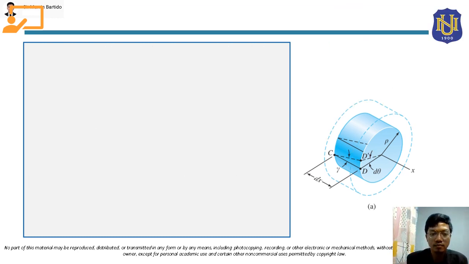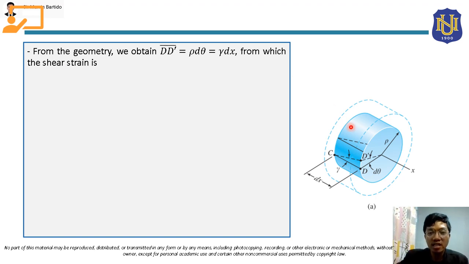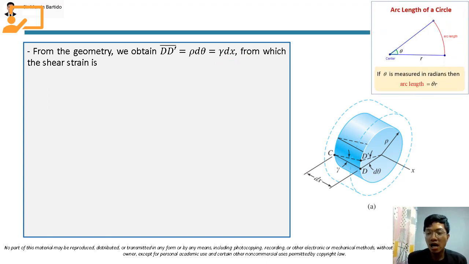From geometry, we obtain that arc DD prime is equal to rho d theta, and this is also equal to gamma dx. If you recall from geometry, let's say we have a sector of a circle and this is an arc. To solve for the length of this arc, we can use the formula theta r, wherein theta is in radians. This is the angle of the sector, and r is the radius of the sector.